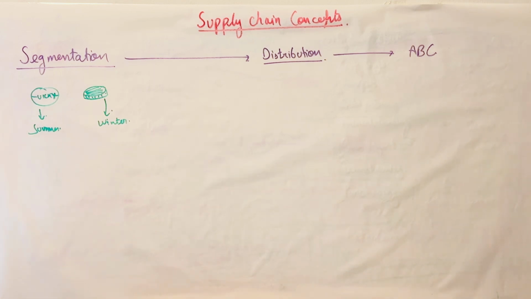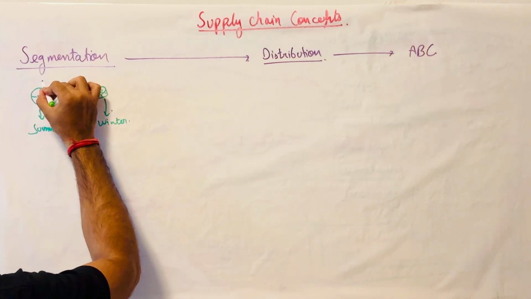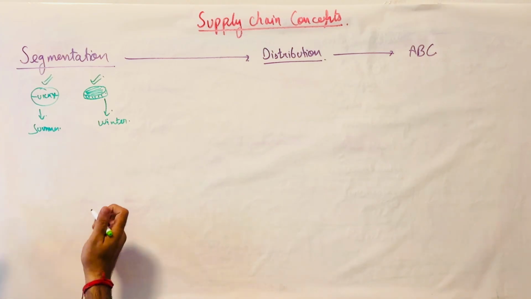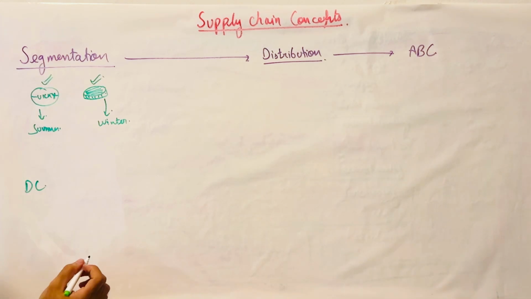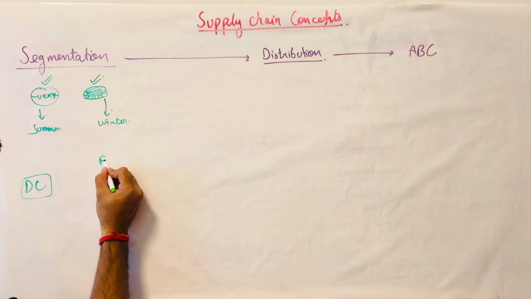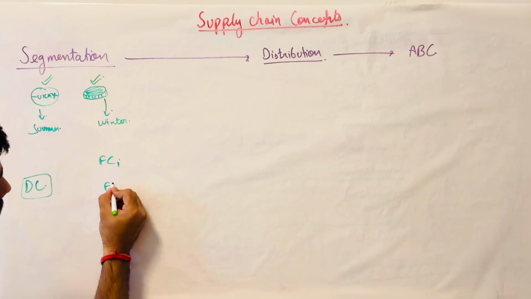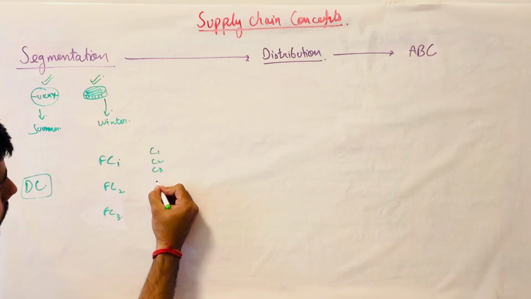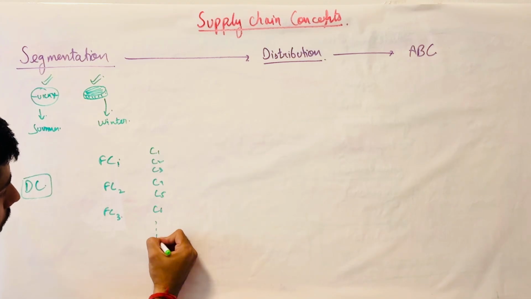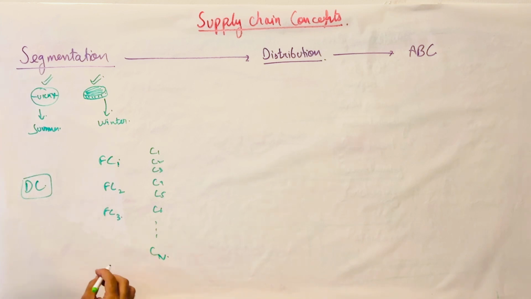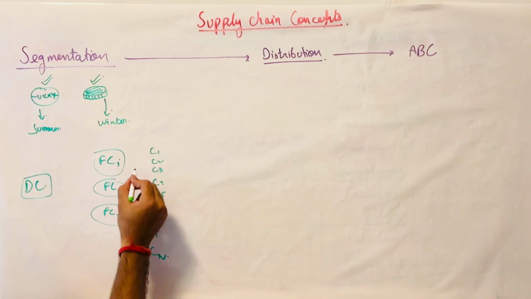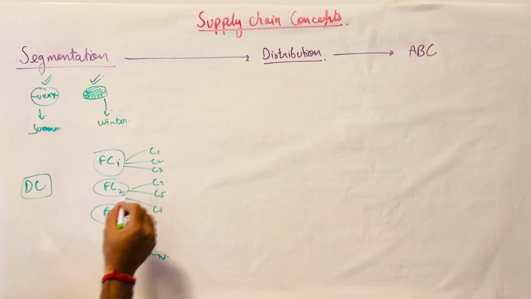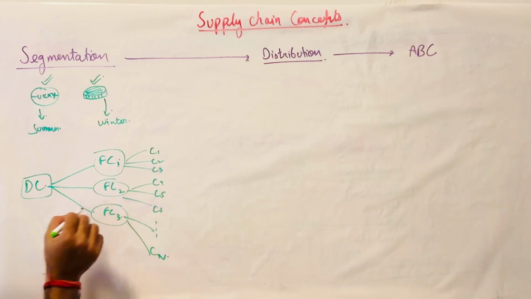Now, if you think about it logically, I can't consider these two products as having the same supply chain. Let's say there's a DC, which is also called a distribution center. Then I have FCs, which are fulfillment center 1, fulfillment center 2, and fulfillment center 3. Then I have customer 1, customer 2, customer 3, customer 4, customer 5, customer 6, and so on until customer n. These fulfill the demand at the end, and these three are replenished by the DC.